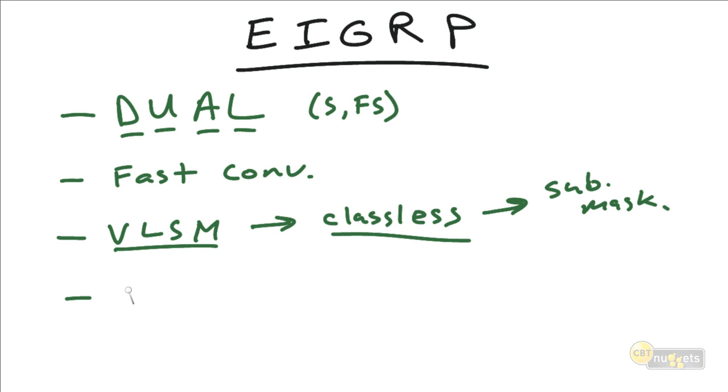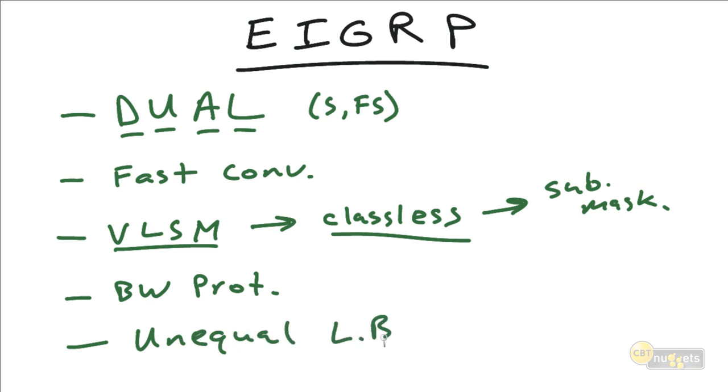EIGRP does something else that's really cool, and that is it's got a built-in bandwidth protection feature. Yeah, EIGRP is only permitted to use by default 50% of the bandwidth on a particular circuit. Pretty awesome. Here's something else. EIGRP has the ability to unequal cost load balance. Yeah, that is a very unique capability right there of this protocol.